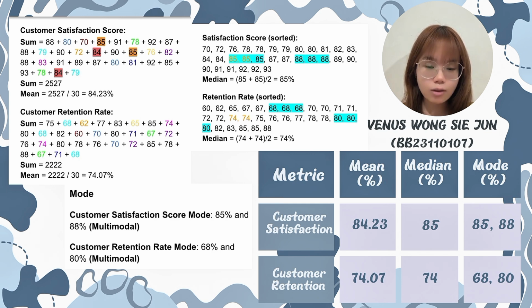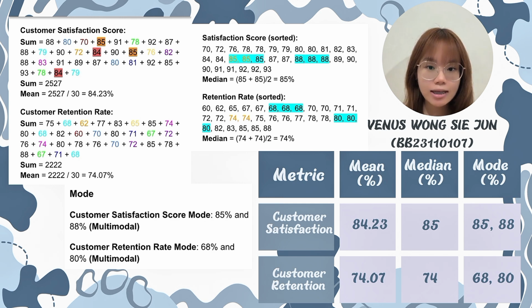The mode is the most frequent value. Satisfaction has two common scores, 85% and 88%, so it's multimodal. Retention is also multimodal, with 68% and 80% appearing most often.